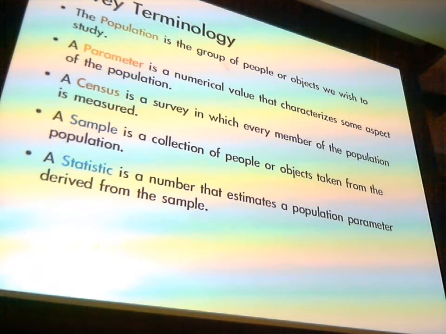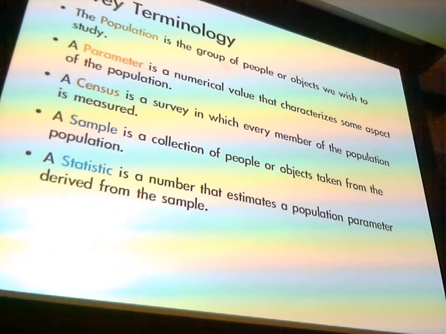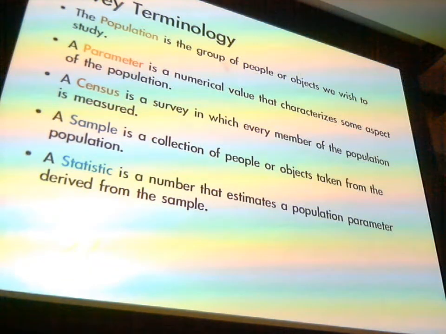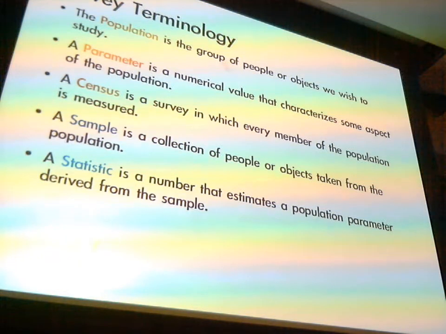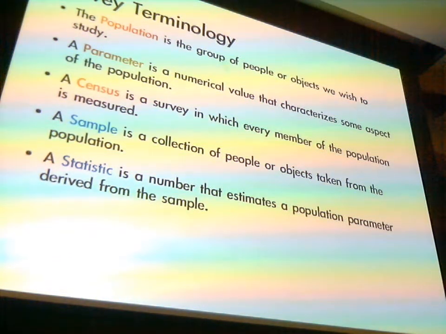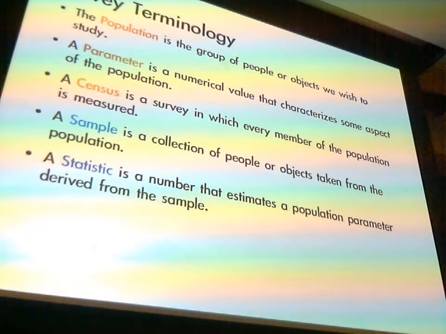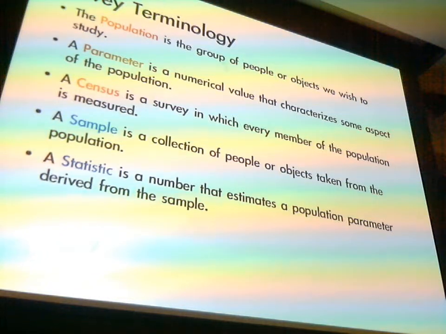So let's start with some terminology that you may have seen already. The population is the group of people or objects we wish to study, the entire group. A parameter is a numerical value that characterizes some aspect of the population. Like saying that 40% of all people love chocolate ice cream, that would be a parameter. A census is a survey in which every member of the population is measured.